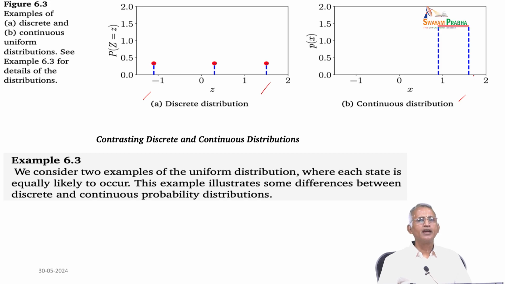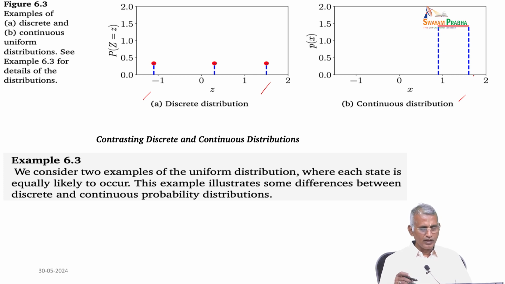Here, for a discrete distribution, there is only one corresponding value. So, that is the difference between the probability of capital Z equal to small z and the probability of x. These are the two different categories of distribution. One may understand which one is continuous and which one is discrete, so that we can incorporate it with the corresponding machine learning ideas.